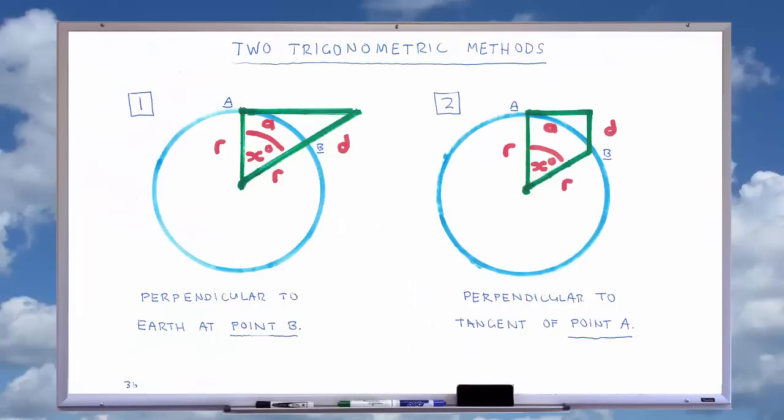As with part 2, which used geometry, there are two methods we can use now with trigonometry. Distance from the tangent to the Earth at point B perpendicular to the Earth at point B, and distance from the tangent to the Earth at point B perpendicular to the tangent. Once again, from this point forward, the term tangent shall mean the tangent line intersecting the Earth at point A.